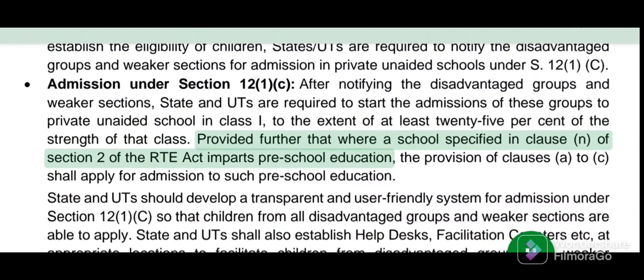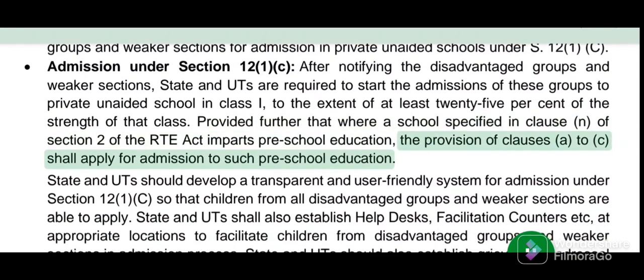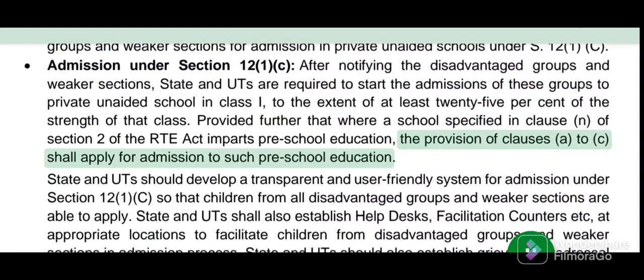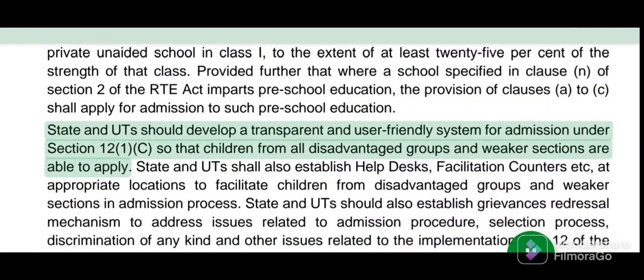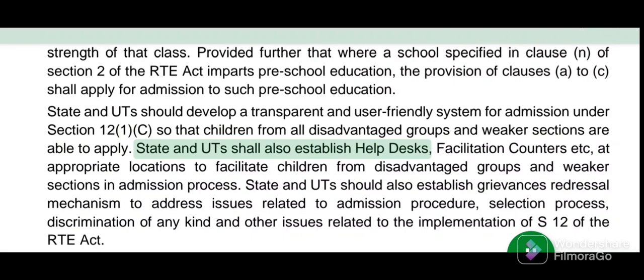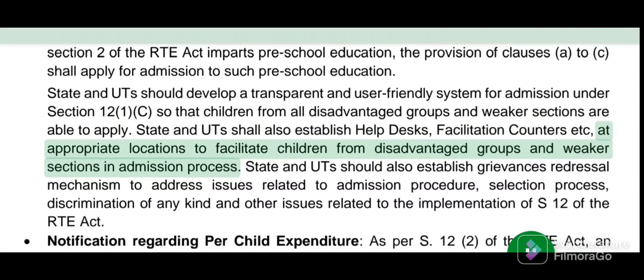Provided further that where a school specified in Clause N of Section 2 of the RTE Act imparts preschool education, the provision of clauses A to C shall apply for admission to such preschool education. States and UTs should develop a transparent and user-friendly system for admission under Section 12(1)(c) so that children from all disadvantaged groups and weaker sections are able to apply. States and UTs shall also establish help desks, facilitation counters etc. at appropriate locations to facilitate children from disadvantaged groups and weaker sections in the admission process.